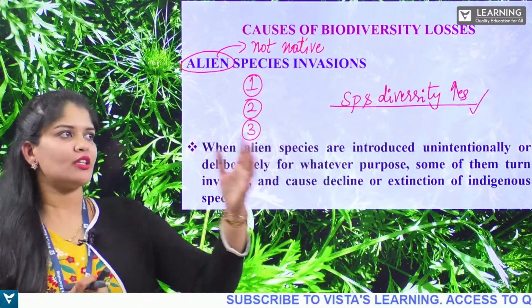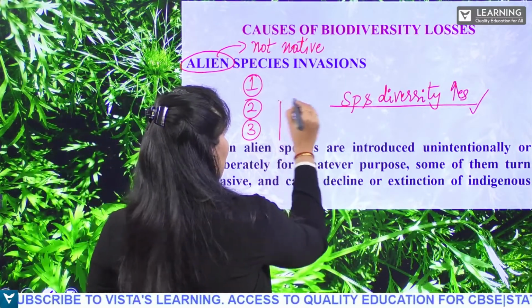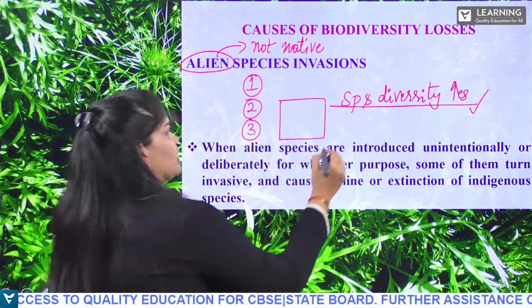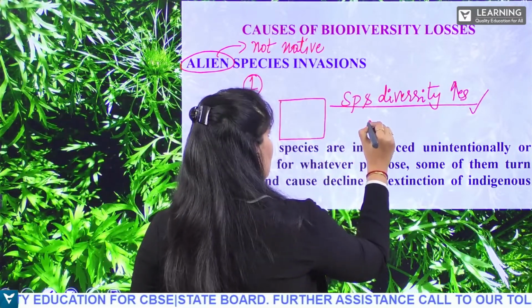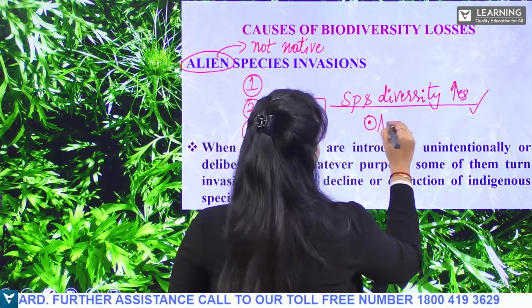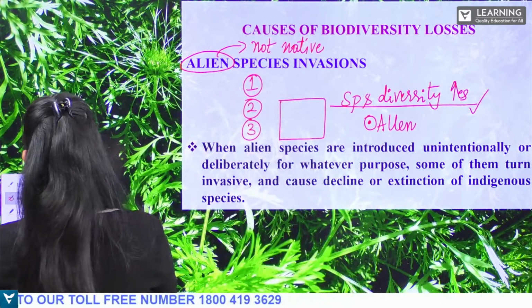When an exotic species comes into a habitat, say for example, this is a habitat where we don't find any existence of this alien species. Let's for example consider this alien species as X, right?